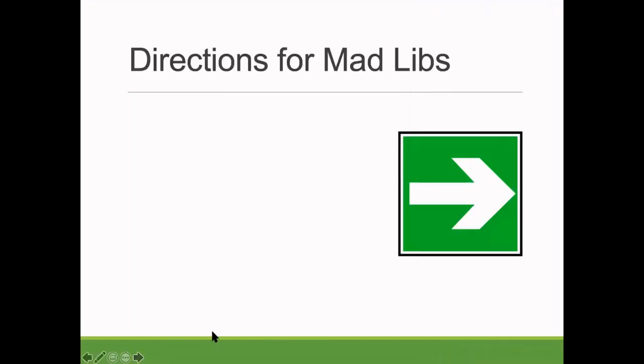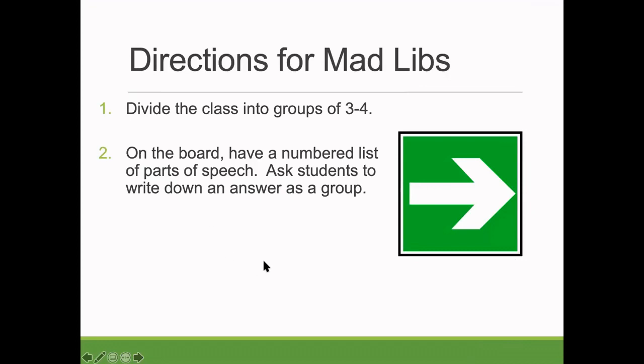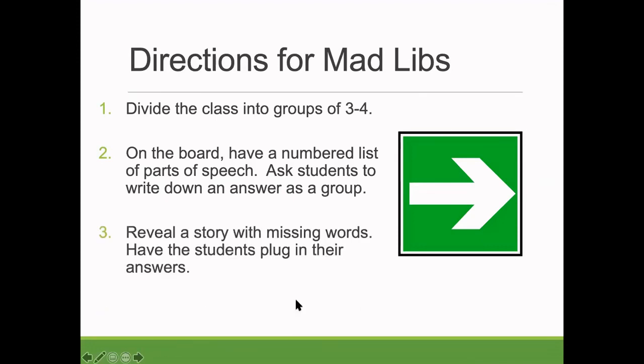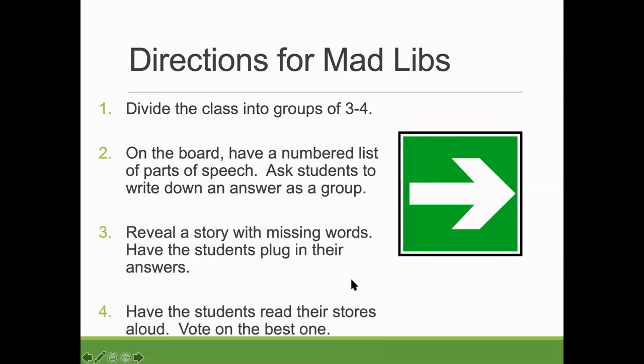So let's try this. The directions are: you divide your class into groups of 3 or 4. On the board up at the front, you write down a numbered list of parts of speech, and then you ask your groups to work together to come up with an example of each one of these parts of speech. After that, you reveal the story and the students put in their missing words. So we're going to try that right now. I'm going to ask you to go to the website, and then we have the students read the stories and we vote on the best one.